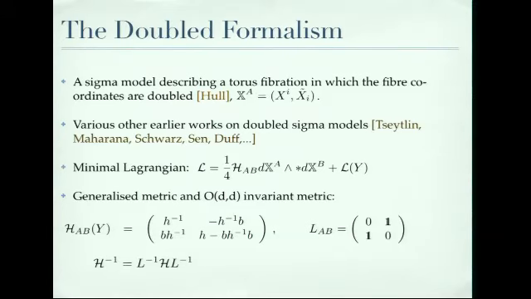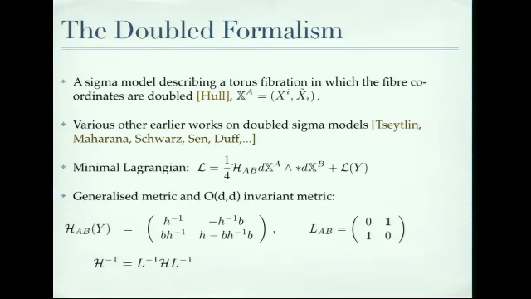So let me start with the doubled formalism then. It's a sigma model describing a torus fibration in which the fiber coordinates are doubled, but the base coordinates are not. So we'll just use this x here to describe some d ordinary coordinates and d dual coordinates, exactly as I showed on the first slide.